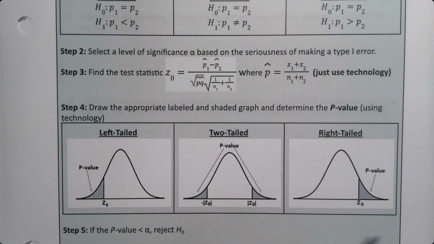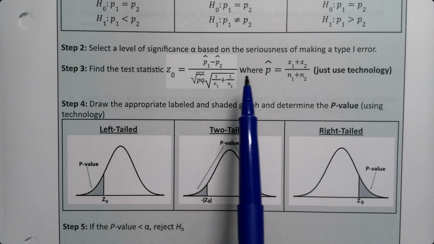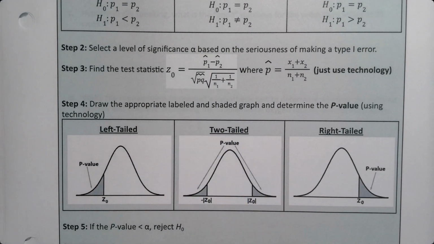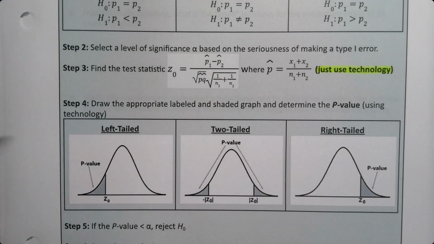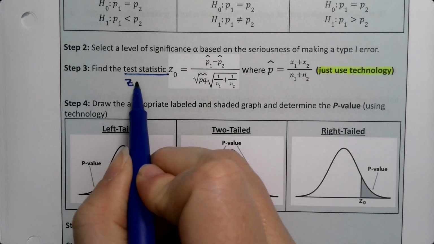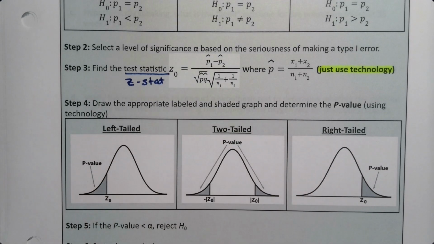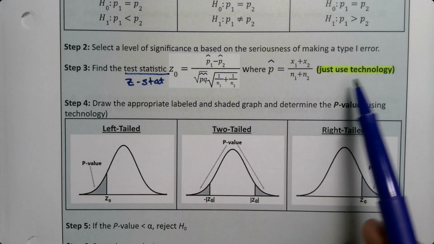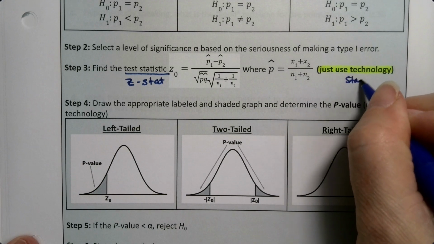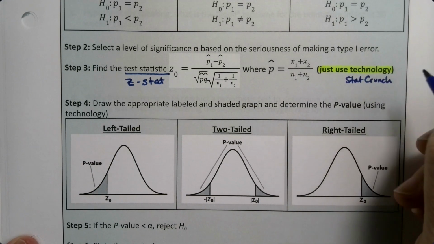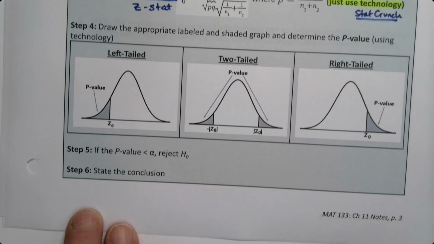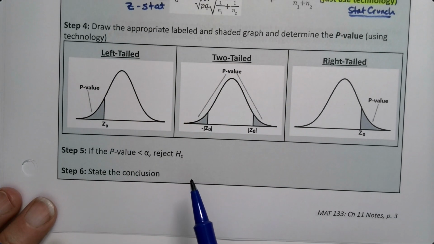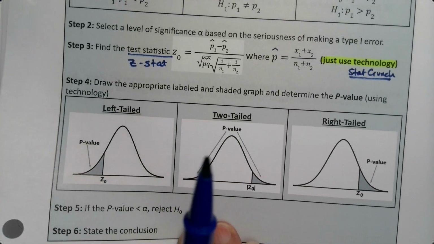Then the other piece I want you to notice here is in step 3, we're not going to do this by hand. We're just going to use technology, right? This is our test statistic, our z-stat. So when we get into StatCrunch, we're just going to make StatCrunch do the heavy lifting for us. We are not going to do this by hand. We're not even going to substitute. We're not even going to figure out the values. All right, and the rest of it is basically the same as chapter 10. All right, so let's start putting this into practice with a big example.